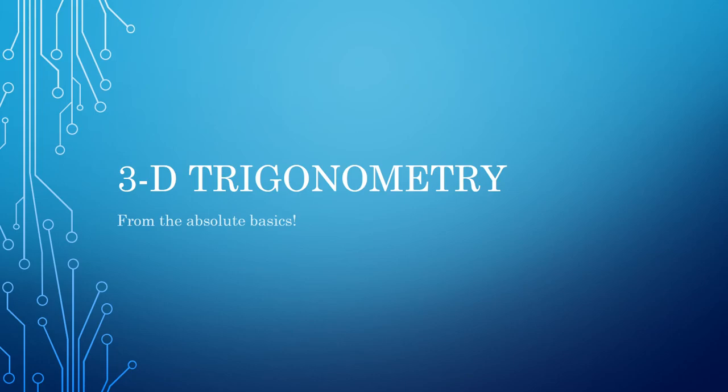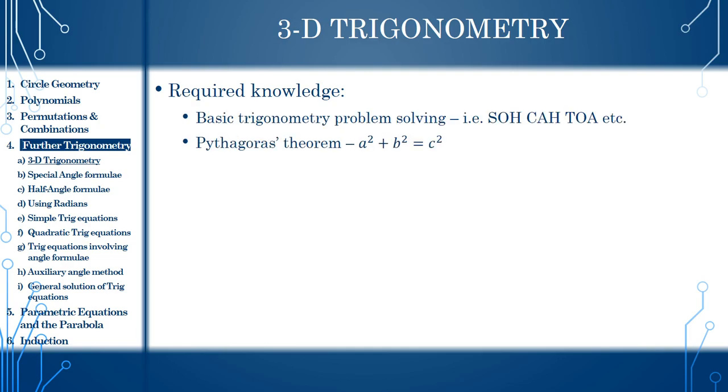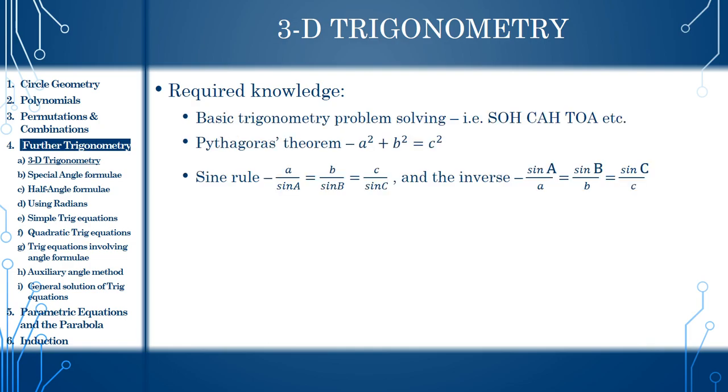3D trig from the absolute basics. Alright, so what will you need to know? You need to know everything that you've done in 2-unit trigonometry so far. So SOHCAHTOA, Pythagoras' theorem, sine rule and the inverse of the sine rule, and the cosine rule.